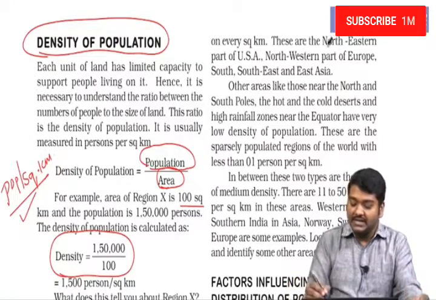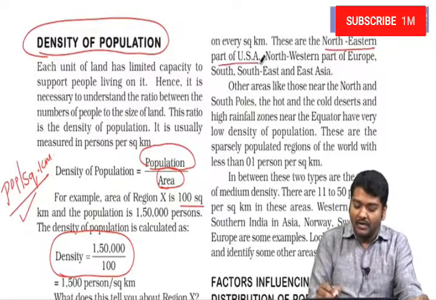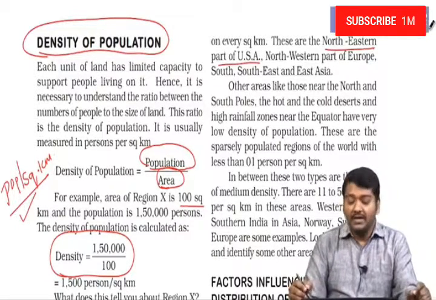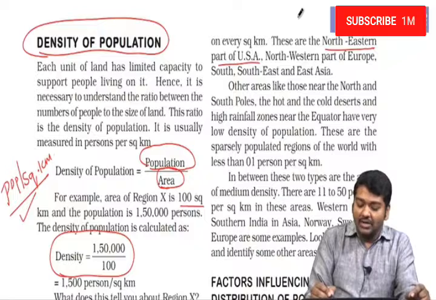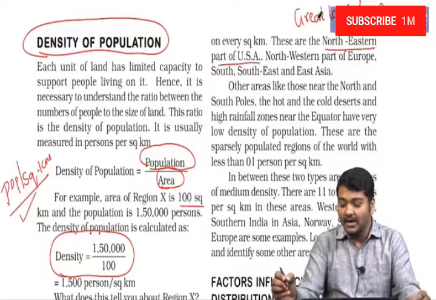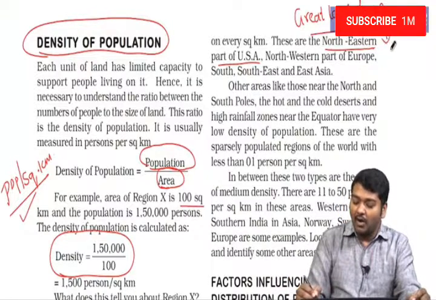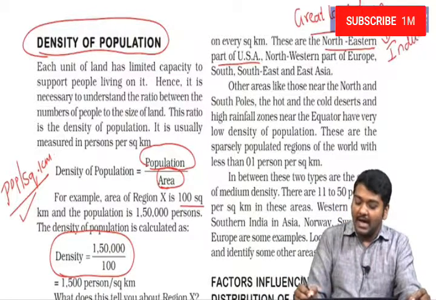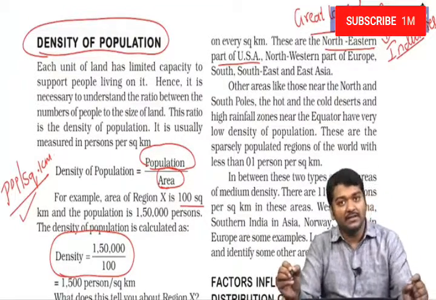For example, let us take the northeastern part of the United States of America. The reason for this is the Great Lakes of North America, which is also between the US and Canada. Here you have a lot of industries, and as these are rich in industries, more population is present in this region.